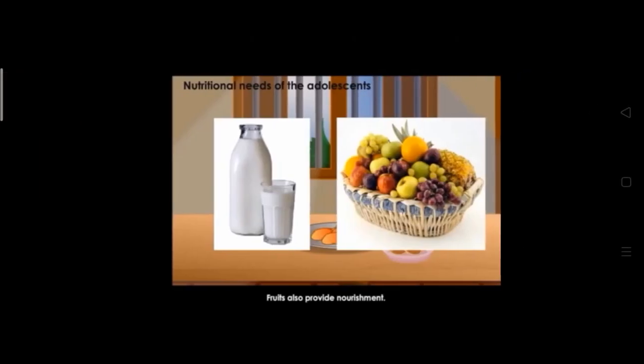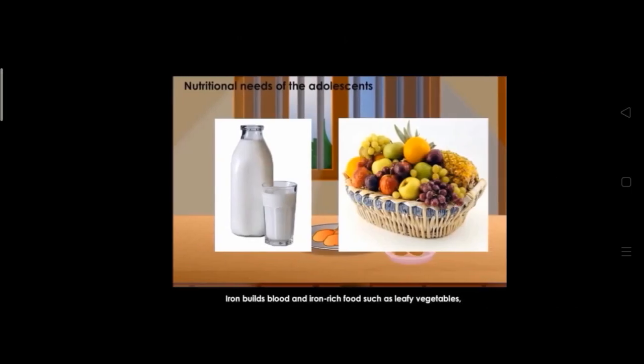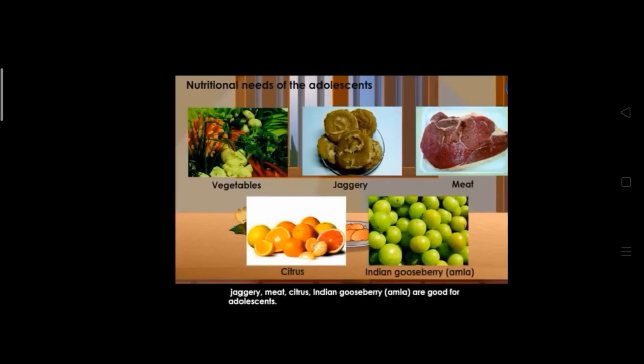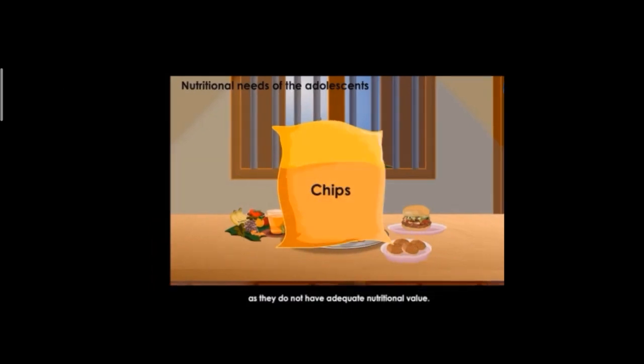Fruits also provide nourishment. For infants, mother's milk provides all the nourishment that they need. Iron builds blood, and iron-rich foods such as leafy vegetables, jaggery, meat, citrus fruits and Indian gooseberry are good for adolescents. Chips and packed or tinned snacks, though very tasty, should never replace regular meals, as they do not have adequate nutritional value.